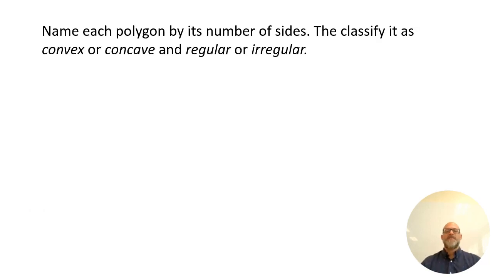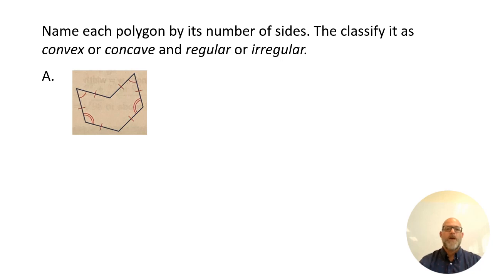Name each polygon by its number of sides. Then classify it as convex or concave, regular or irregular. Let's try it out. All right, what do we think about this one? How many sides does it have? 1, 2, 3, 4, 5, 6. So that makes it a hexagon. You just have to memorize those terms.